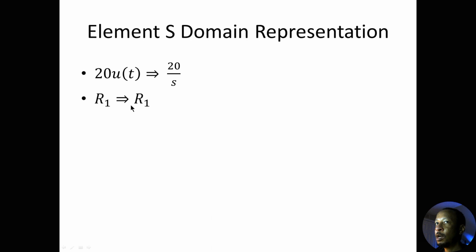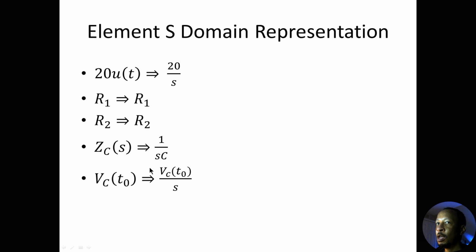R1 is going to be R1, R2 is going to be R2, ZC of S is going to be 1 over SC. That's the passive element of the capacitor model. VC of t sub 0 is going to be VC of t sub 0 divided by S. That is the active element of the capacitor model in the S domain. And then Vx over 5 is going to be Vx over 5.